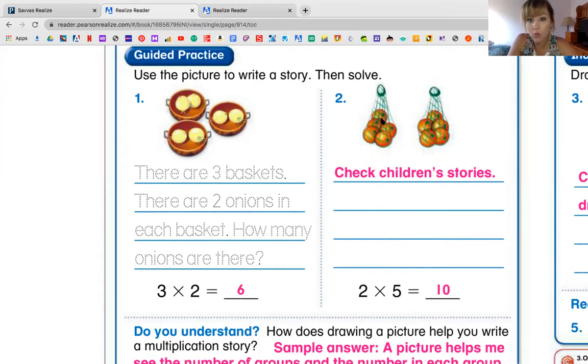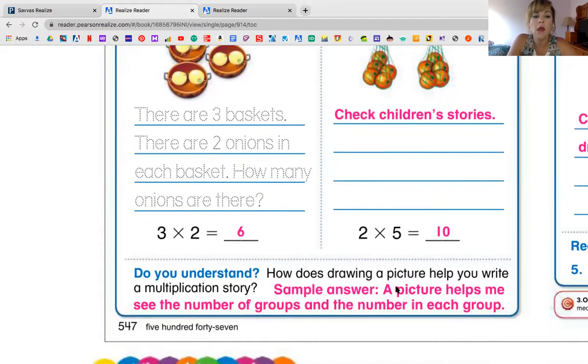Well, if I counted 1, 2, 3, 4, 5, 6, 7, 8, 9, 10, my total or my product would be 10. As long as you got this answer 10, you are good. And if you came up with a story that had the numbers 2 and the number 5 in it, you are good to go. Okay? Do you understand? How does drawing a picture help you write a multiplication story?